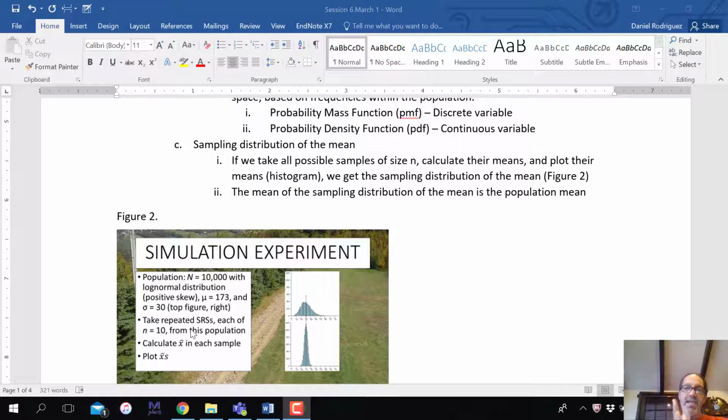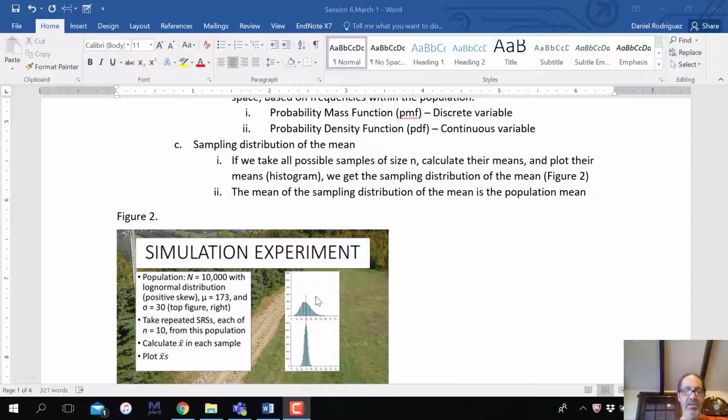If we take the mean of that sampling distribution of the means, the mean of that sampling distribution would equal the population mean. The standard deviation of that sampling distribution of means we call the standard error of the mean.